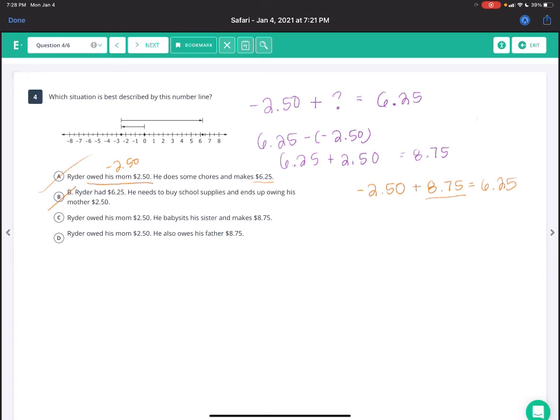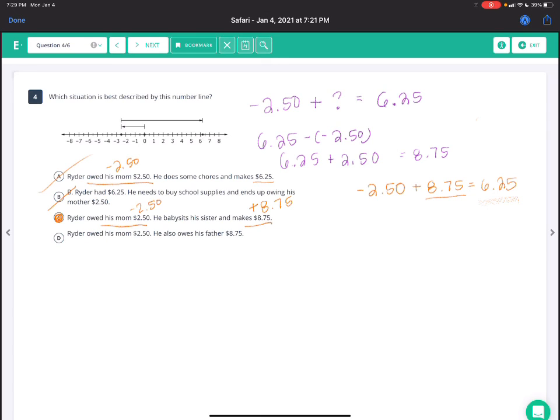Then for part C, it says Ryder owed his mom $2.50. He babysits his sister and makes $8.75. Now, the most correct choice would be C. Here's why. He owes his mom $2.50, and he makes $8.75, which would almost be like a deposit or a positive number. And if he pays his mom back, he would have $6.25 left over.